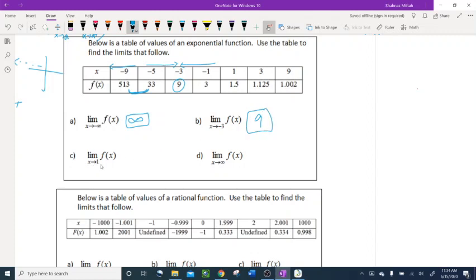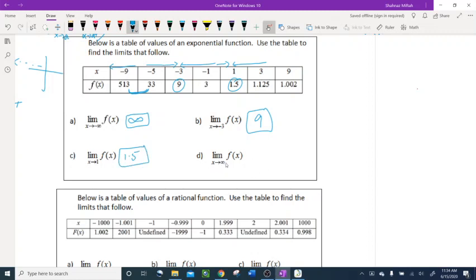Limit as x approaches 1, again from left and right, of f of x. I'm going to go x approaches 1 from the right, x approaches 1 from the left, and the y value is 1.5 because it's a defined point. I do have a y value for it.